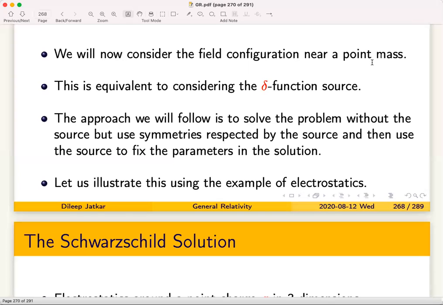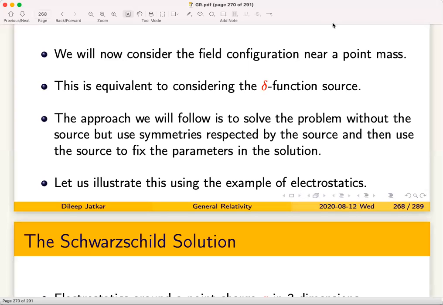We'll assume that we are reasonably far away from the point source which is generating the gravitational field, and we will actually replace that point source by a delta function, which actually does ignore the size of the object.